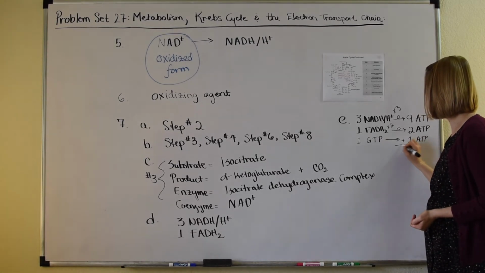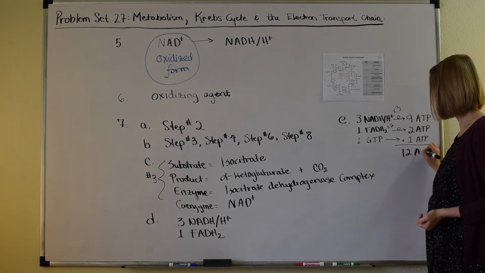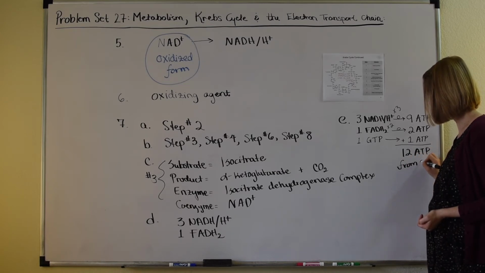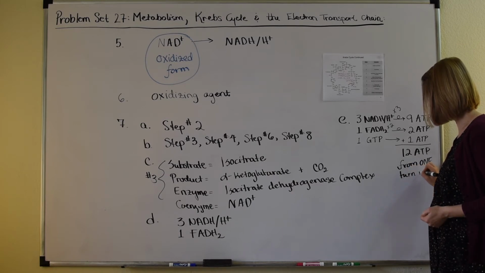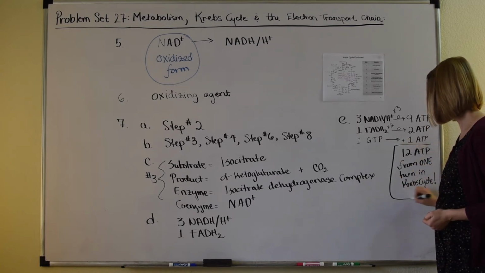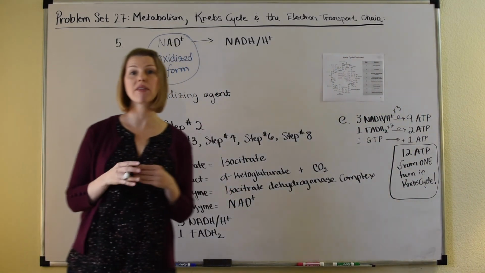So add it all together, we have 9, 10, 11, 12 ATP from 1 turn in Krebs cycle. Okay. So we've just shown how we get that theoretical yield of 12 ATP.